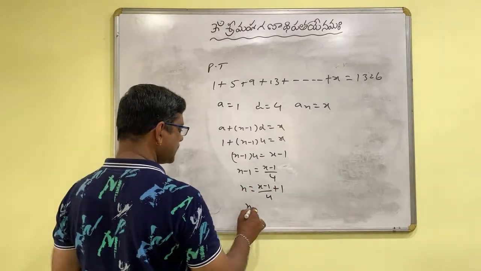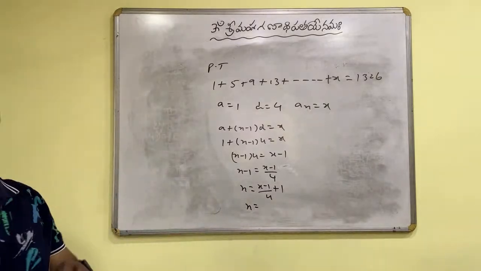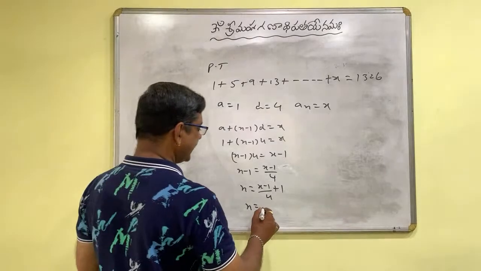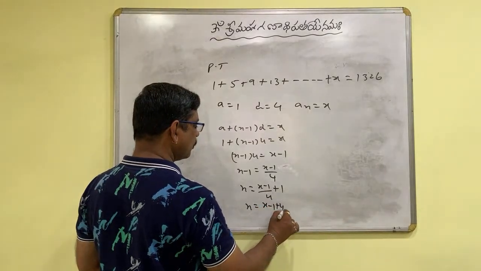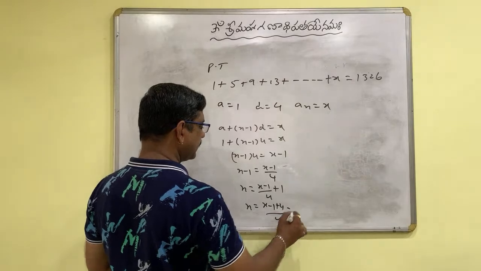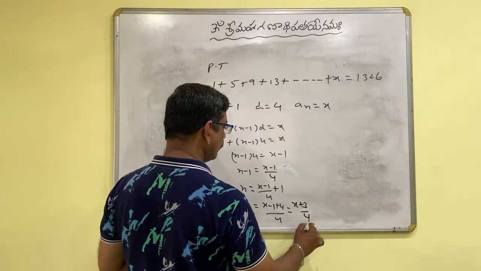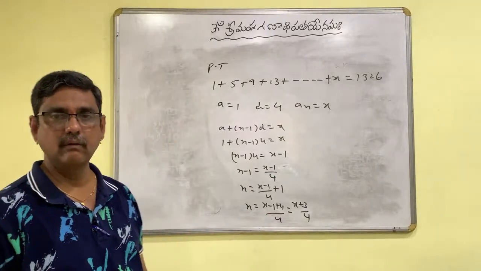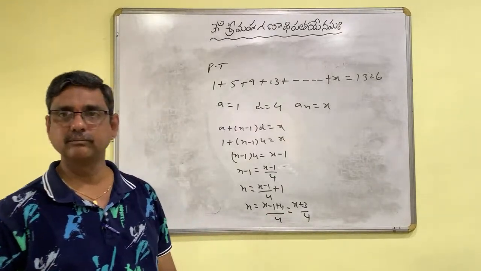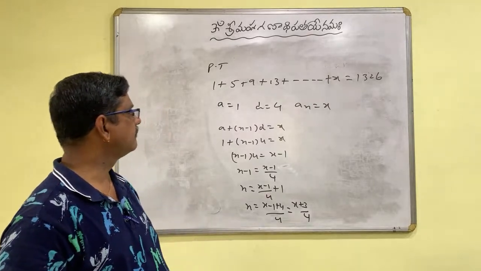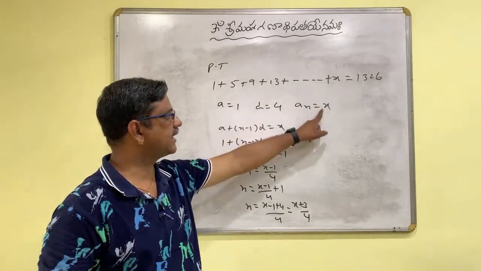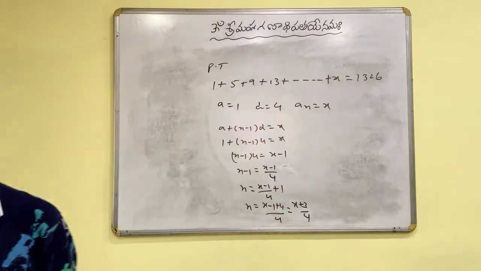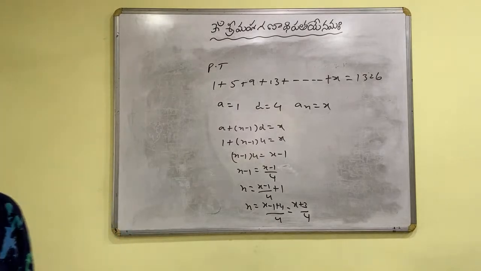How much will it be? x minus 1 plus 4 by 4. That means x plus 3 by 4. We got the n value also. We got n, we got A, we got AN, and we got Sn. We just need to find out x.